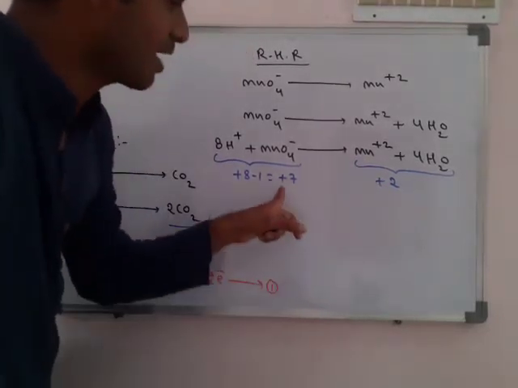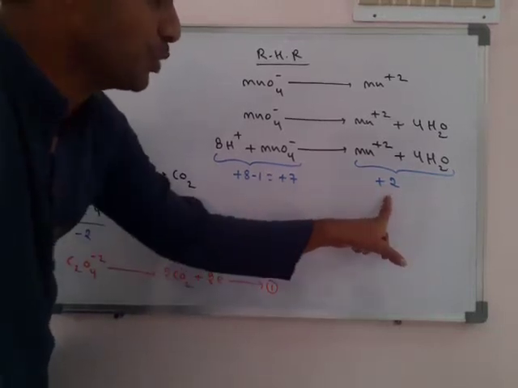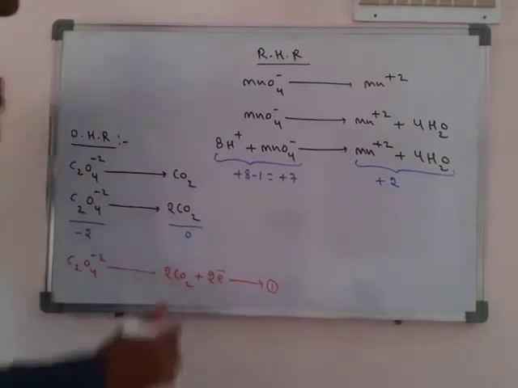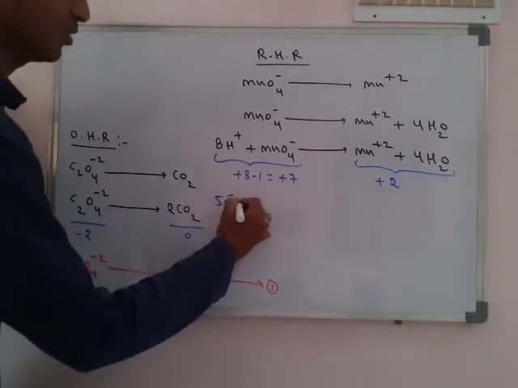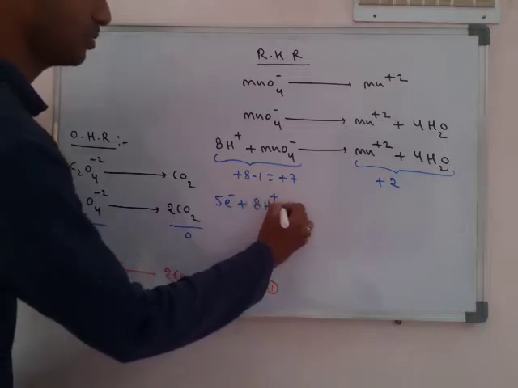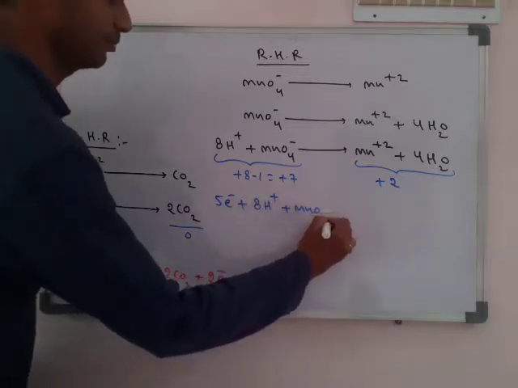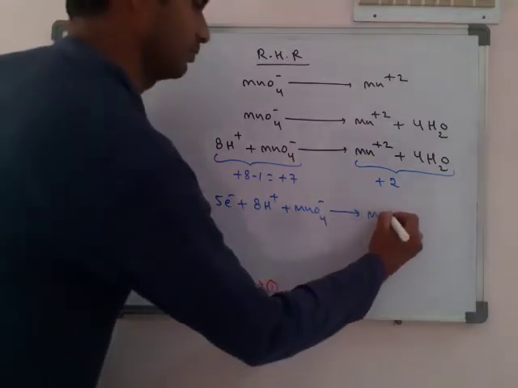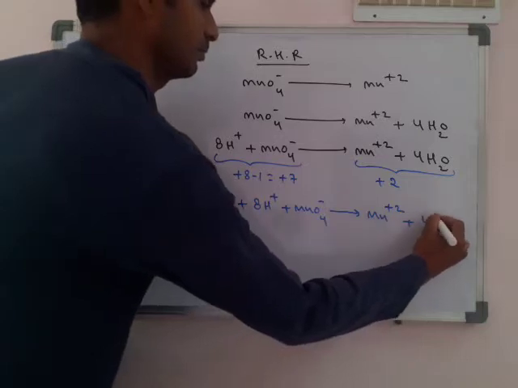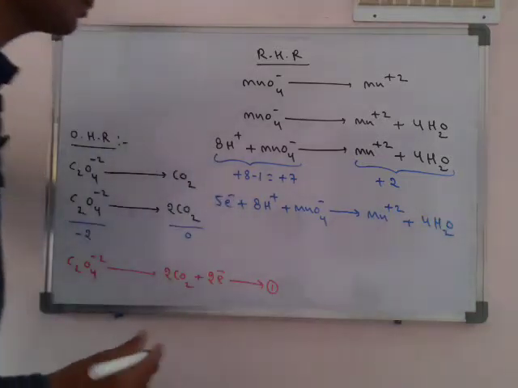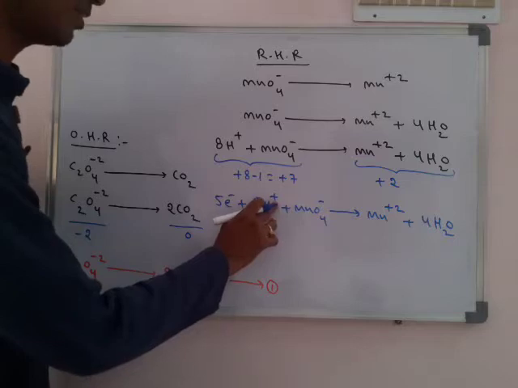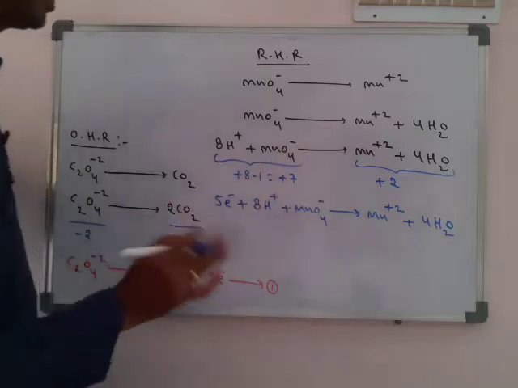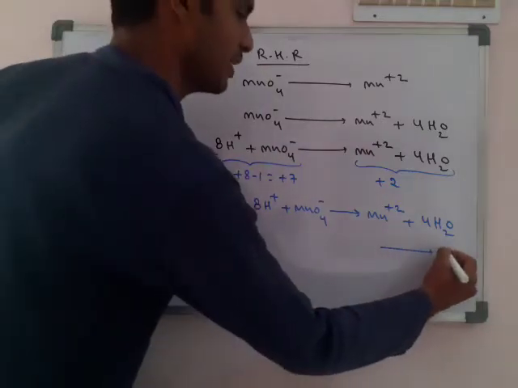Okay, so here 7 units of positive charge, here 2 units of positive charge, so there are 5 units extra, so 5 electrons must be added: 5 electrons plus 8H plus. Now see the charge: 8 plus, so the total here is plus 7, minus 5 and minus 2, sorry, plus 2. It is also balanced. So call this equation 2.